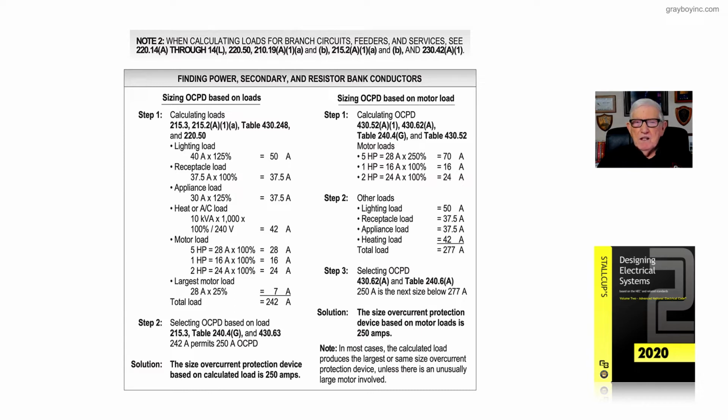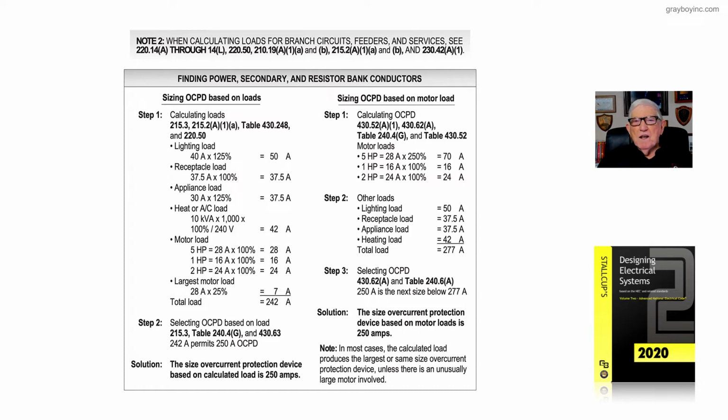Now, 215.3 of the NEC says that the conductor is brought along with the overcurrent device. So table 240.4(G), we use that table because we have motor loads involved. And we'll talk more about that table in upcoming illustrations. 430.63 is used because we have combination loads. So 242 amps goes to 250 amps. So the overcurrent device here, based upon the loads, is 250 amps, as you see in the solution.